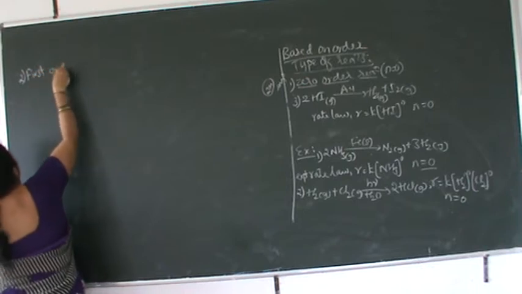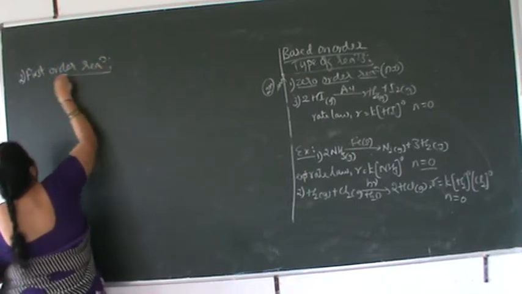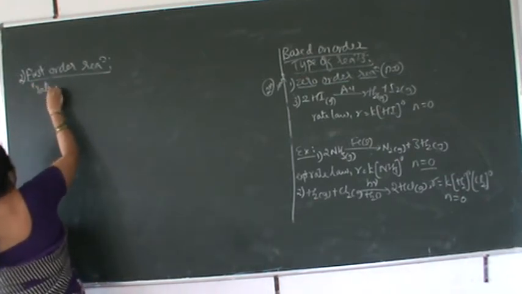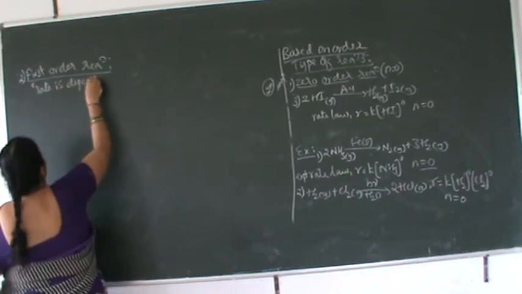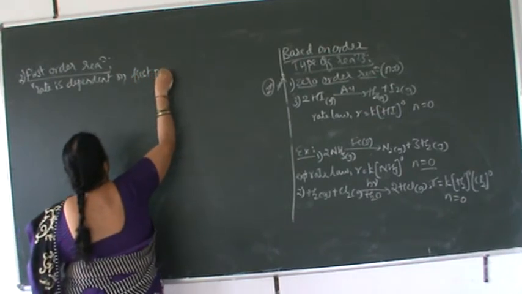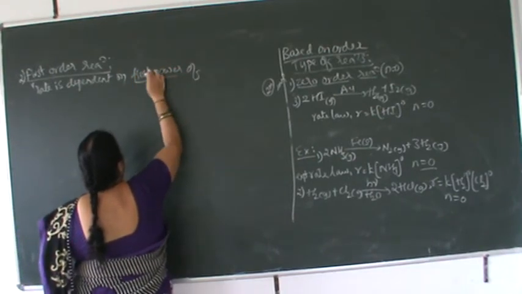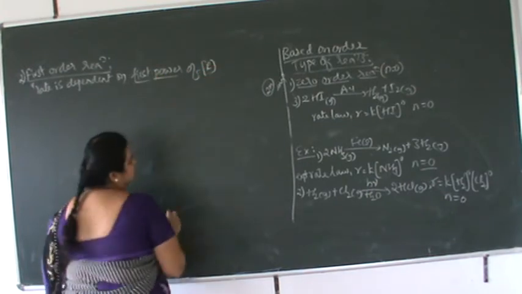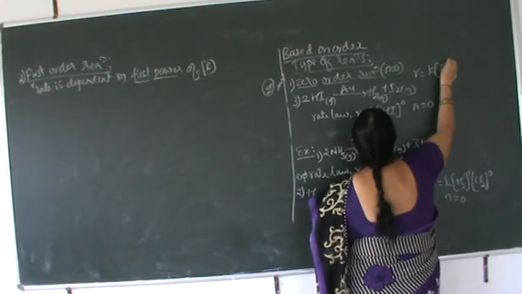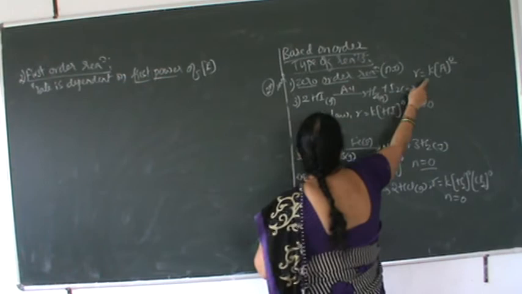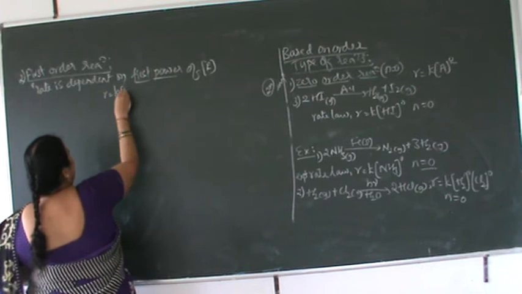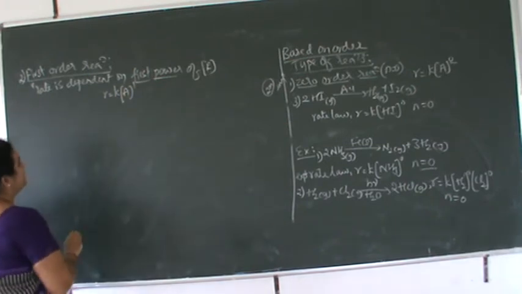reaction, first order reaction. So here first order reaction is given by rate is dependent on first power of concentration of reactants. The general format for zero order is R is equal to K into A raised to 0. Here in this, the format for rate law will be R is equal to K into A raised to 1. So now examples.